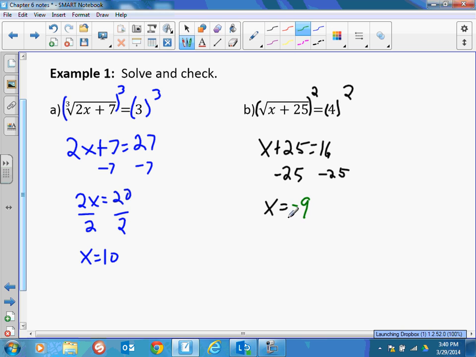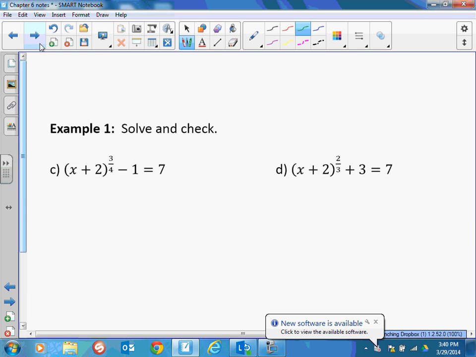If you want to plug that back in, negative 9 plus 25 is 16. Square root of 16 equals 4. It checks out. It works. You can do that mentally, or you can write it all out. But it will be important that you check, because sometimes you'll get answers that won't work. The ones that are pretty straightforward like this usually will check out and work. Let's go to the next example.